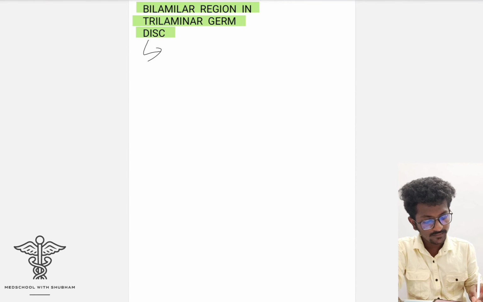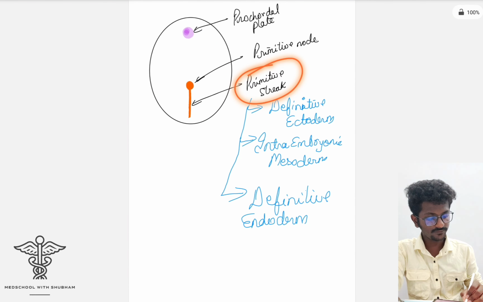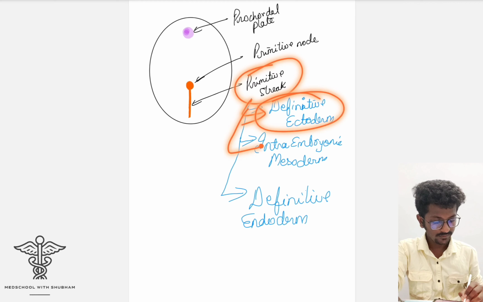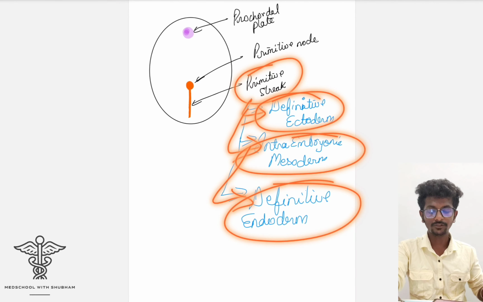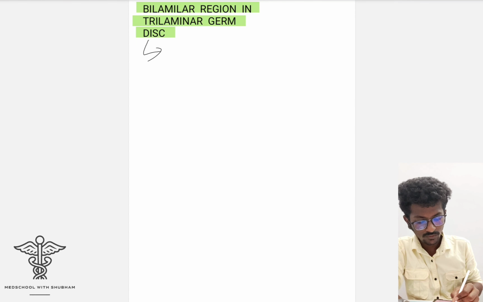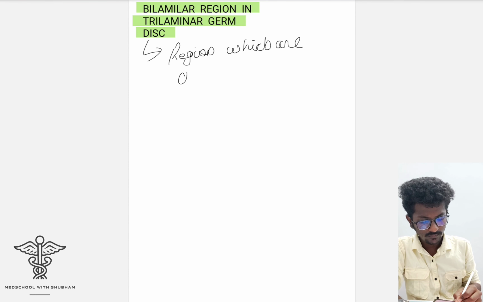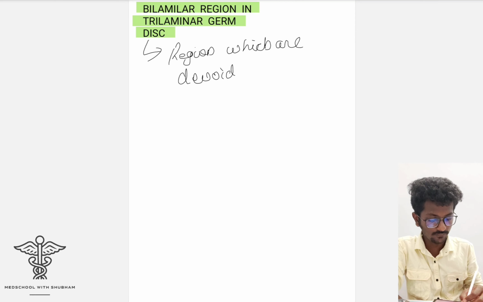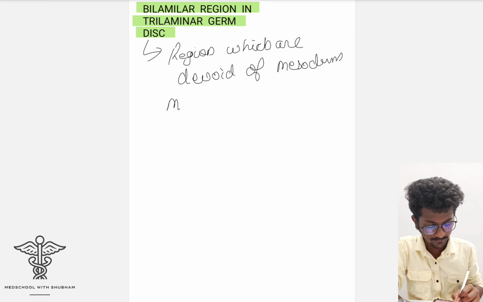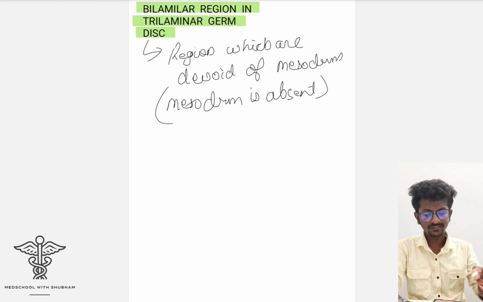Let's learn one more thing, that is the bilaminar region in the trilaminar germ disc. Means what? This primitive streak, we learned, gave rise to the definitive ectoderm, the intraembryonic mesoderm, and the definitive endoderm. But there are some places where the primitive streak does not form the mesoderm. Those regions which are devoid of mesoderm, where the mesoderm is absent, are called the bilaminar region in the trilaminar germ disc.